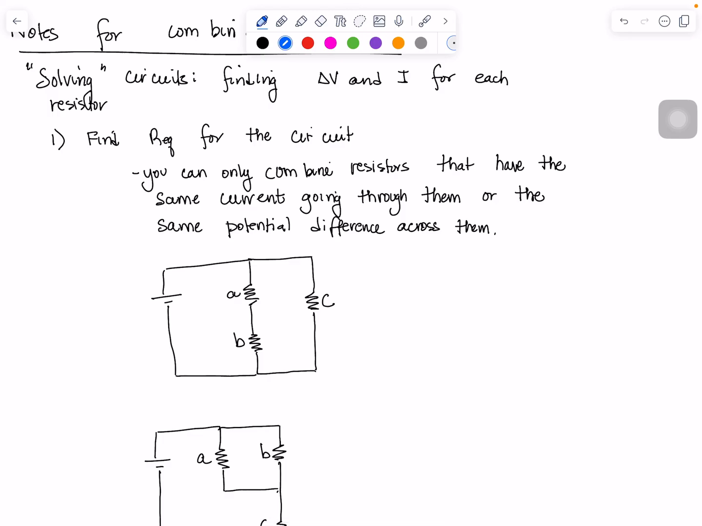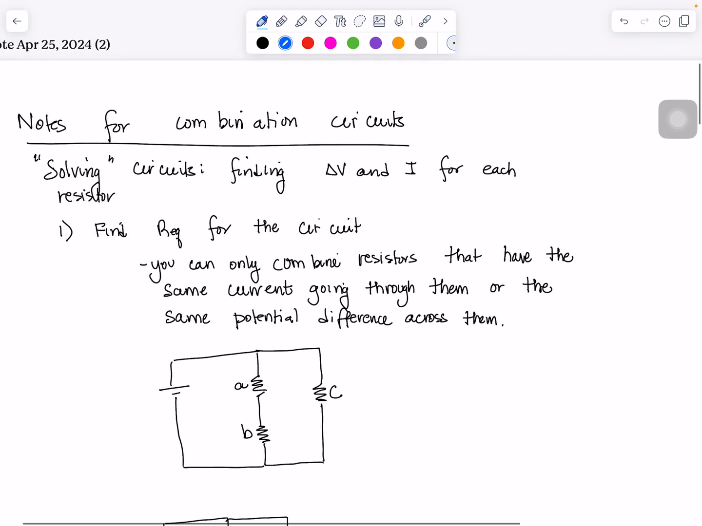What I'm going to teach you today is a really complex topic, and so you are going to want to take notes and probably review parts of the video several times. These are notes for doing combination circuits when you have resistors in series and parallel, and you will be doing problems like these on Positive Physics, so you will want to pay attention.